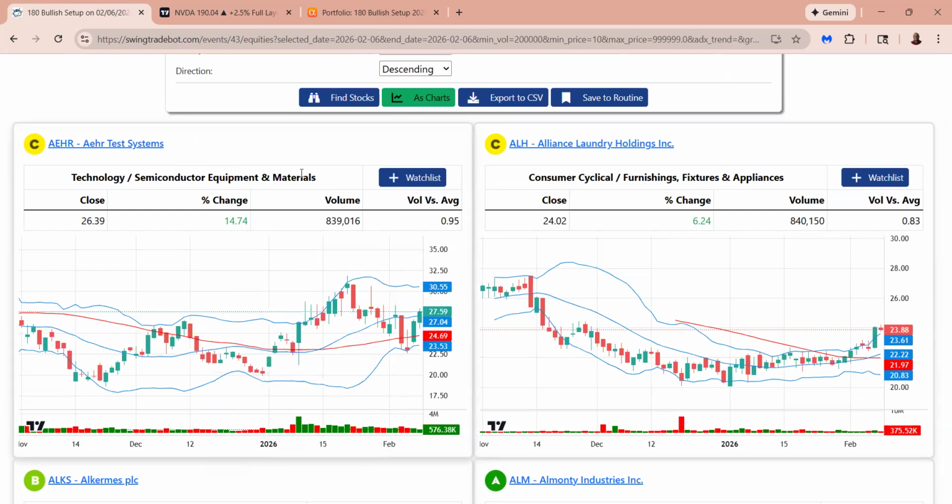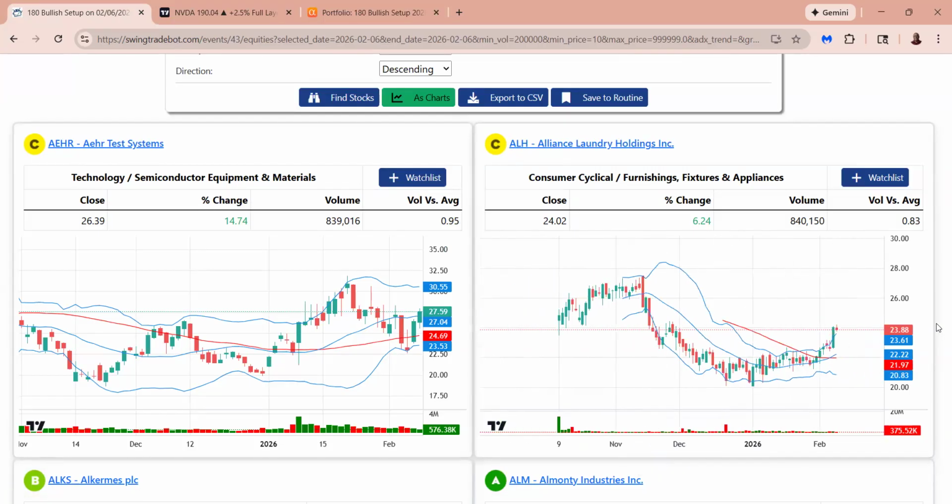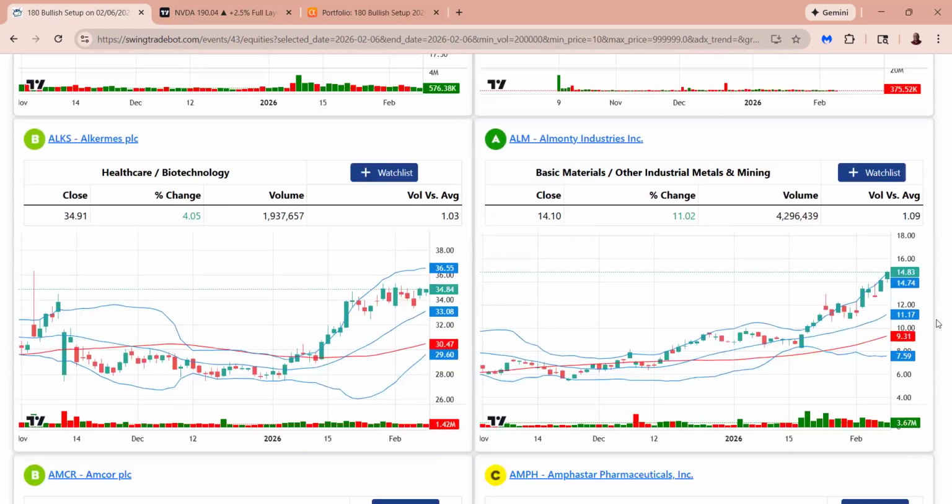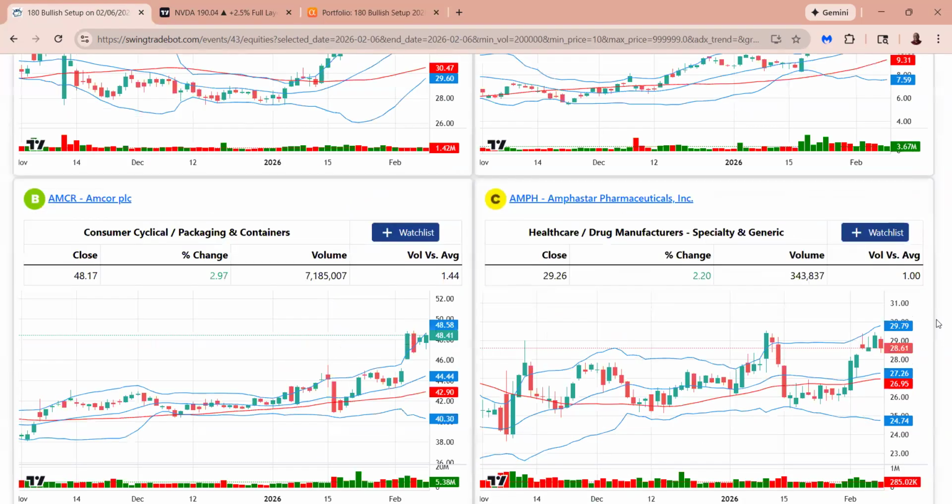I like to check the sector or the industry. There's some that I don't like. So I'm just doing a quick visual check to make sure that this scan is doing what I think it's doing. So yes, that meets the criteria. A ticker symbol AEHR, ticker symbol ALH. Let's keep going down the line. ALKS, ALM. So let's find some that didn't quite meet my criteria.